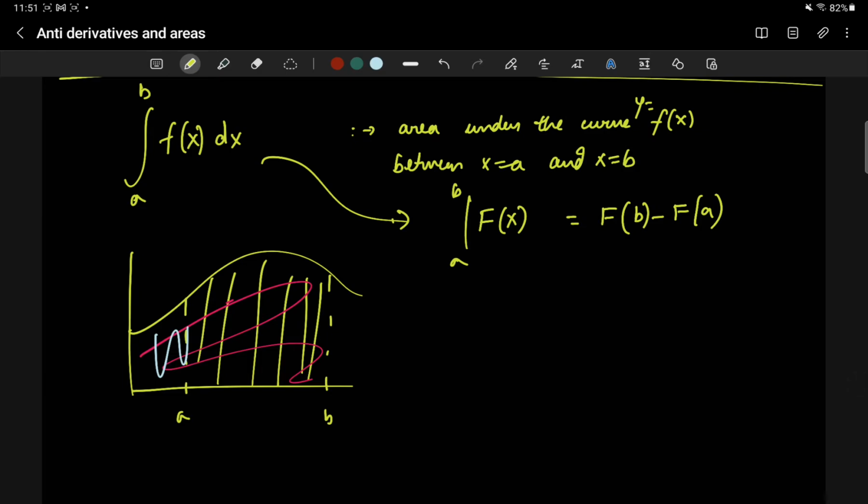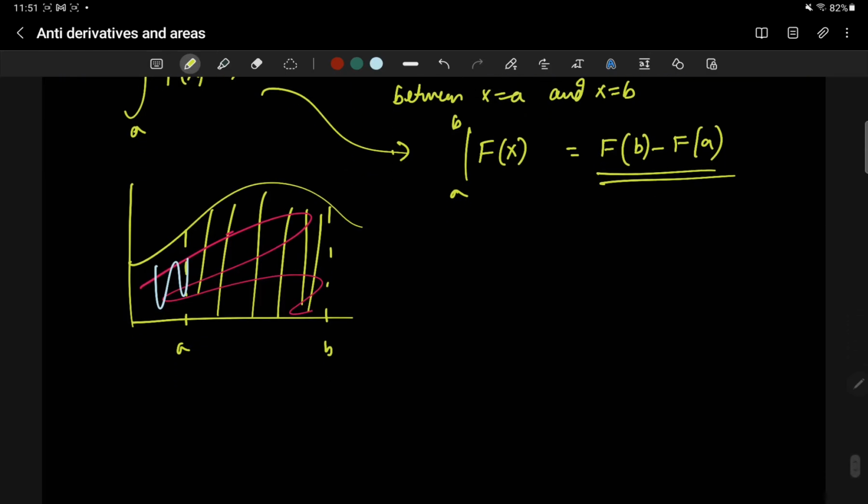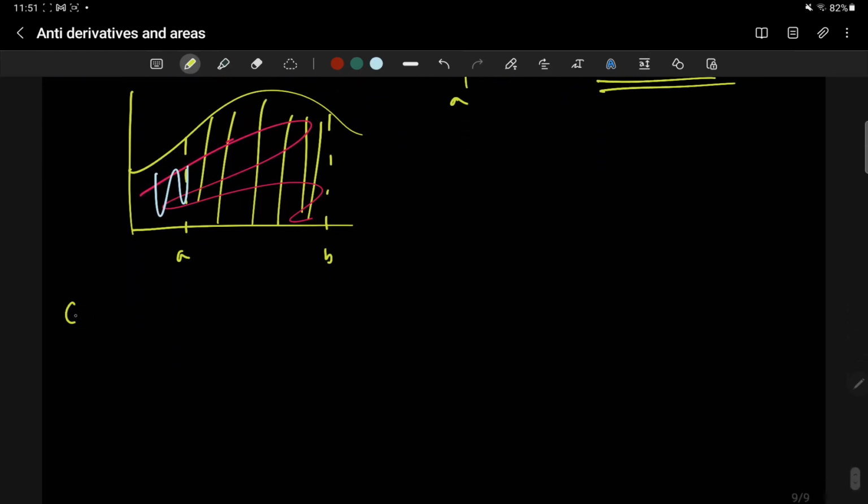Okay, so this symbol is sort of an equivalent of d over dx in the sense that what you're doing is trying to find the area under the curve from a to b, and that is equivalent to finding the antiderivative and then subtracting them at the endpoints. So let's look at some examples.